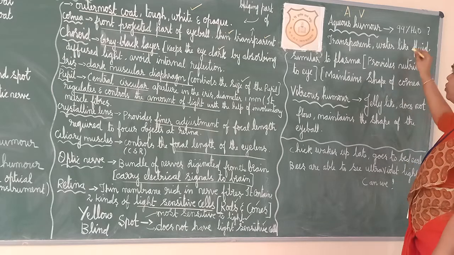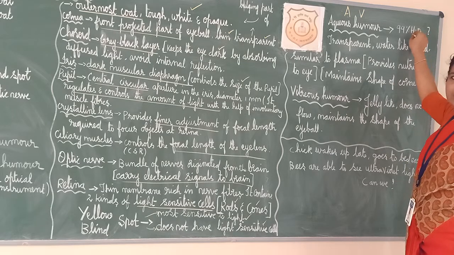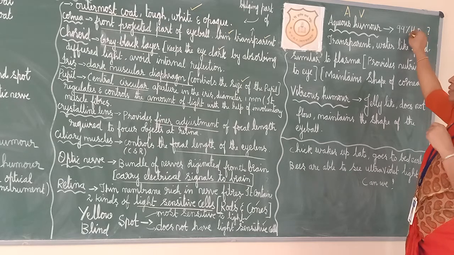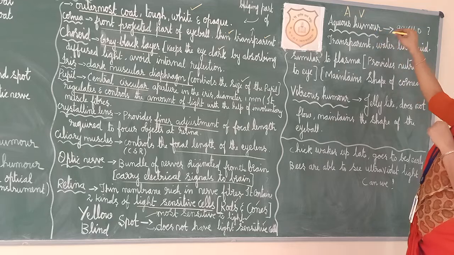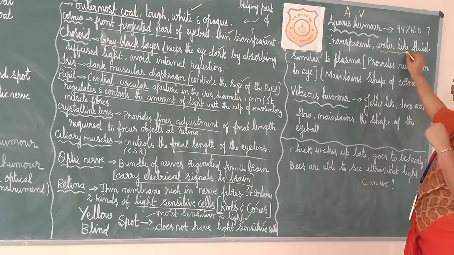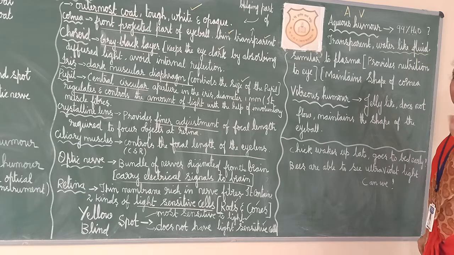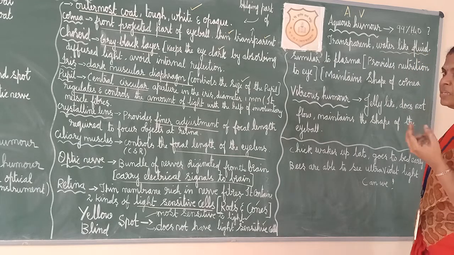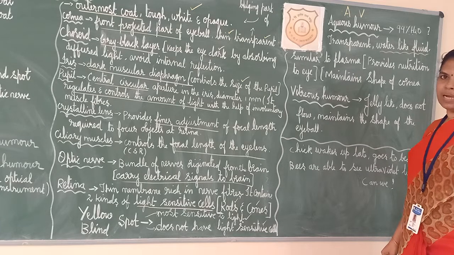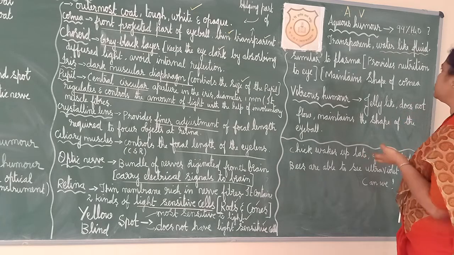Aqueous humor is made up of 99% water, it seems. Find out what the remaining 1% is made up of. Okay, 99% is water. Aqueous humor is transparent and filled with water-like fluid. It is similar to plasma, which you have studied in biology. So it is similar to plasma.